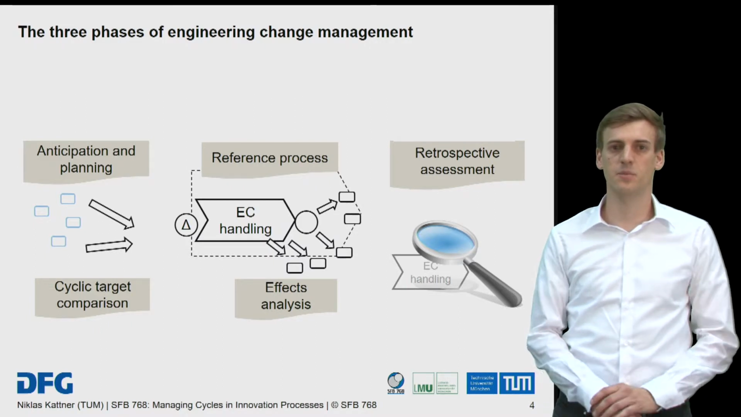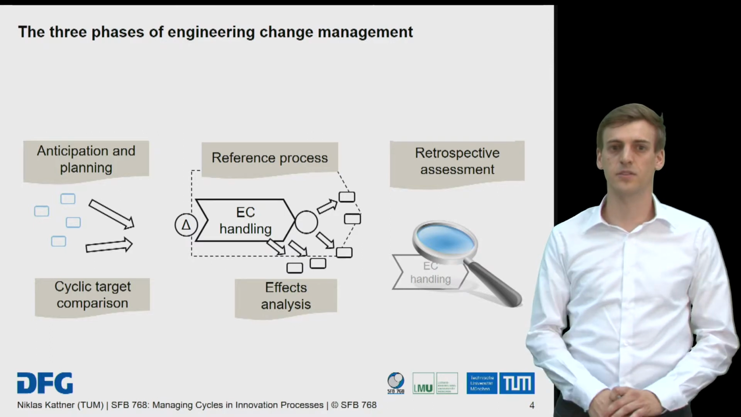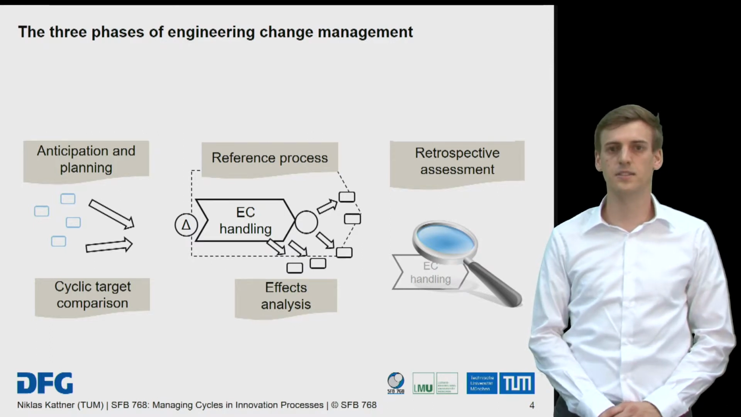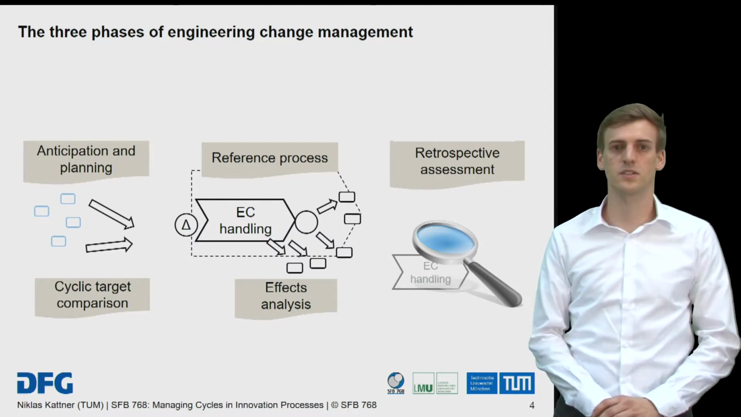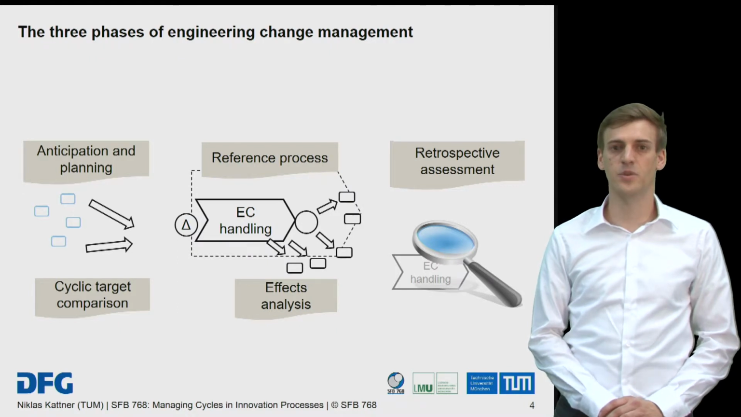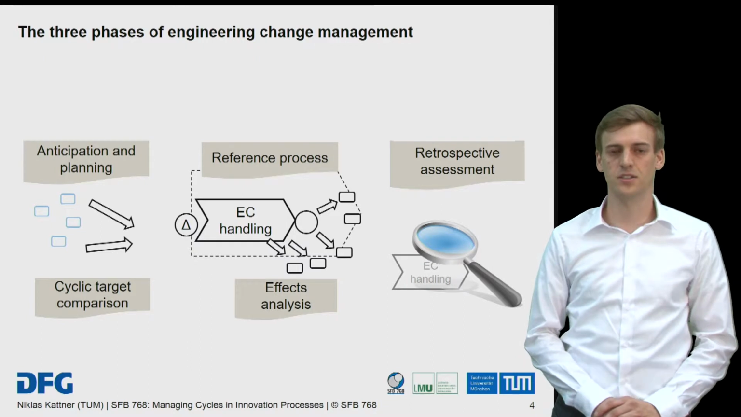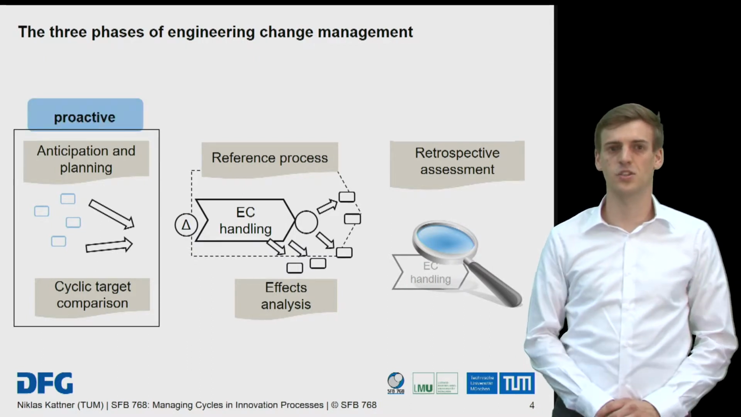The first phase describes all activities before the actual appearance of a change request. This includes, for example, the anticipation and planning of the product architecture, a proactive identification of future technology trends, and a continuous validation of requirements to prevent late changes in the development phase. Furthermore, identifying cycles in the development process beforehand can reduce the actual amount of engineering changes. The first phase, therefore, represents the proactive change management.